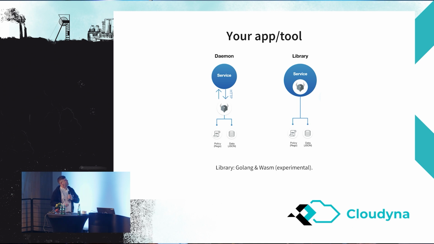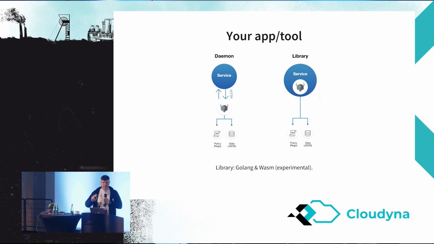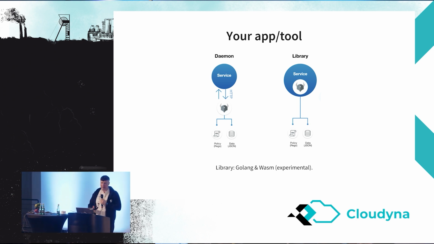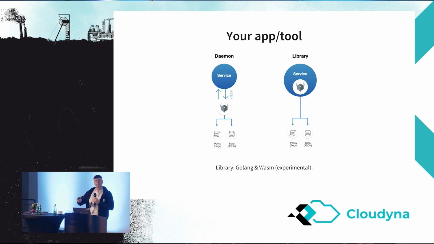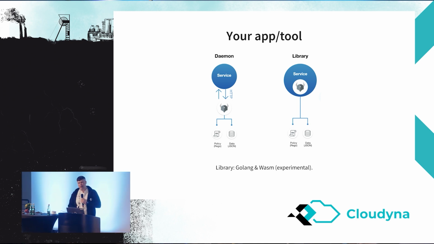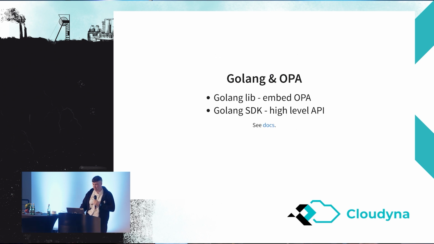The second is using it as an internal library, and this is possible only in Golang and Wasm. These are the 2 technologies that have native support for built-in OPA. And regarding Wasm, it's still experimental, so usually there's only Golang. But Wasm is going to reach maturity in the future.